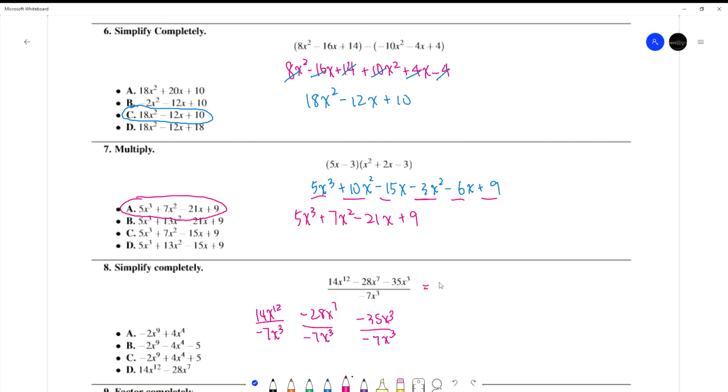14 over negative 7 is negative 2. X, using the quotient rule, 12 minus 3 is 9. Negative 28 over negative 7 is positive 4. X to the 7 minus 3 is 4. And then negative 35 over negative 7 is plus 5. And then the x cubes cancel out, right? To x to the 0, which is equal to 1.